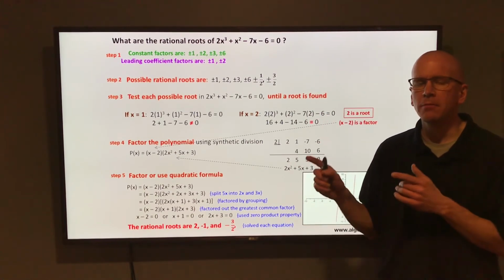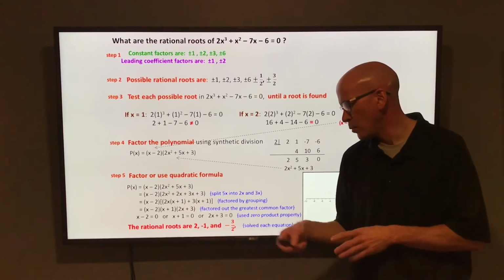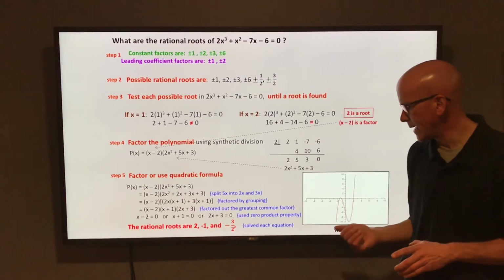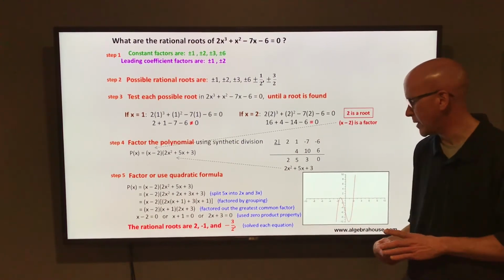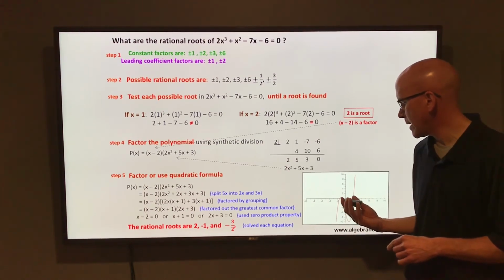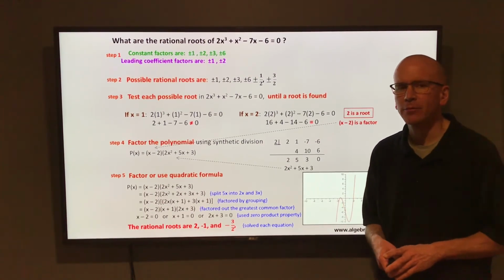So those are the rational roots. The rational roots are 2, negative 1, and negative 3 halves, and you can see that on the graph. It hits the x-axis at 2, and negative 1, and also negative 3 halves.